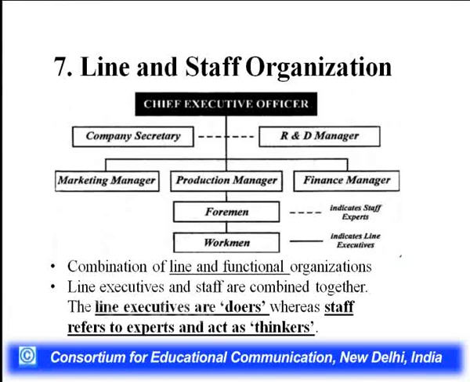Now another type, which is a mix of the functional and the line organization, is the line and staff organization, which inherits the features of both types of organization: the top-to-bottom authority delegation, and at the same time emphasizing the specialization of the personnel while taking feedback or referring the authority aspect. So in this case, it is a combination of line and functional organization, where the line executives and staff are combined together, and the doers will be the line executives while the thinkers will be the staff experts.